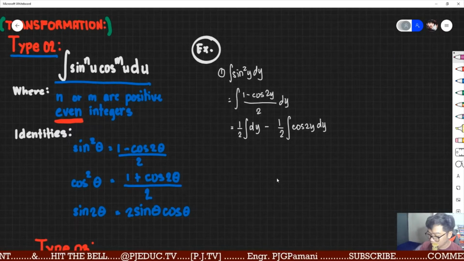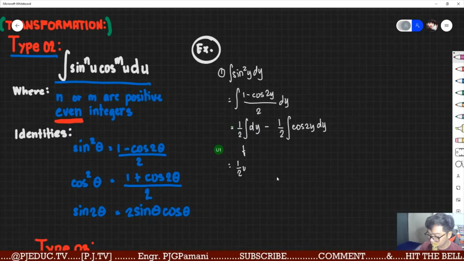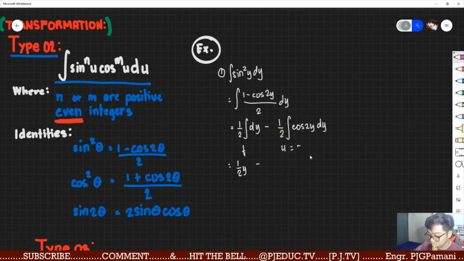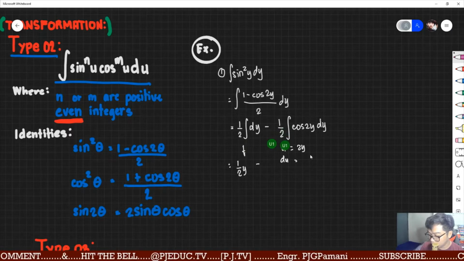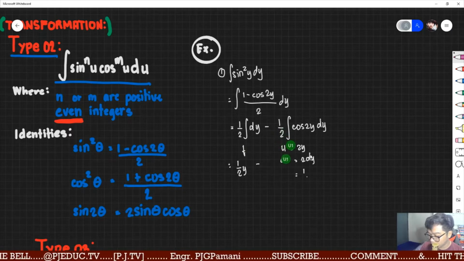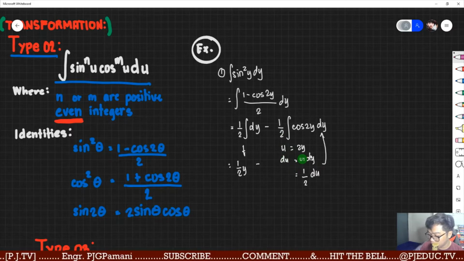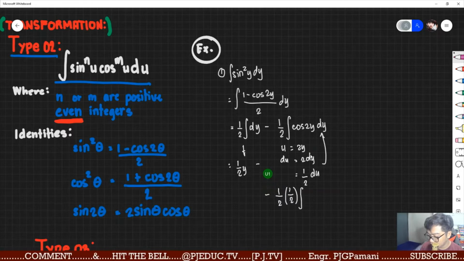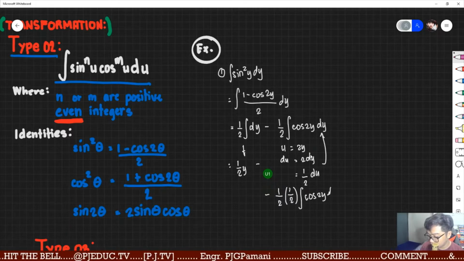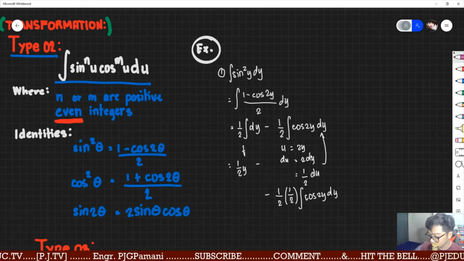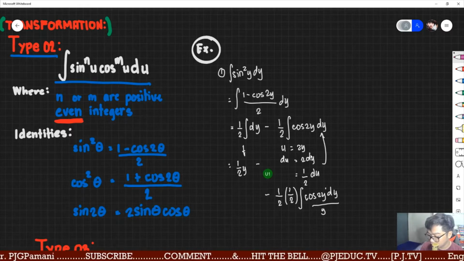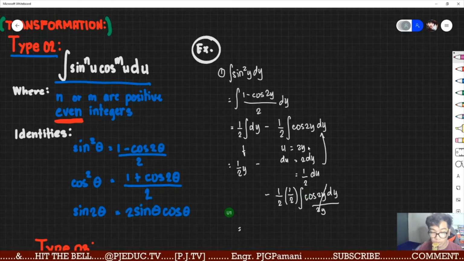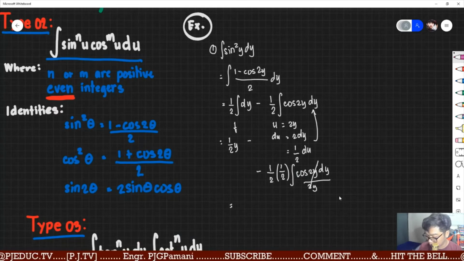Okay? Immediately we can integrate that as 1/2 y, right? But for this one, identify natin yung ating function, that is u equals 2y, du is our 2 dy. So we'll need to apply a correcting factor equal to 1/2 du to our integrand: minus 1/2 times another 1/2 integral of cosine 2y d(2y). Makakancel na yung 2, makakancel na yung ating 2.